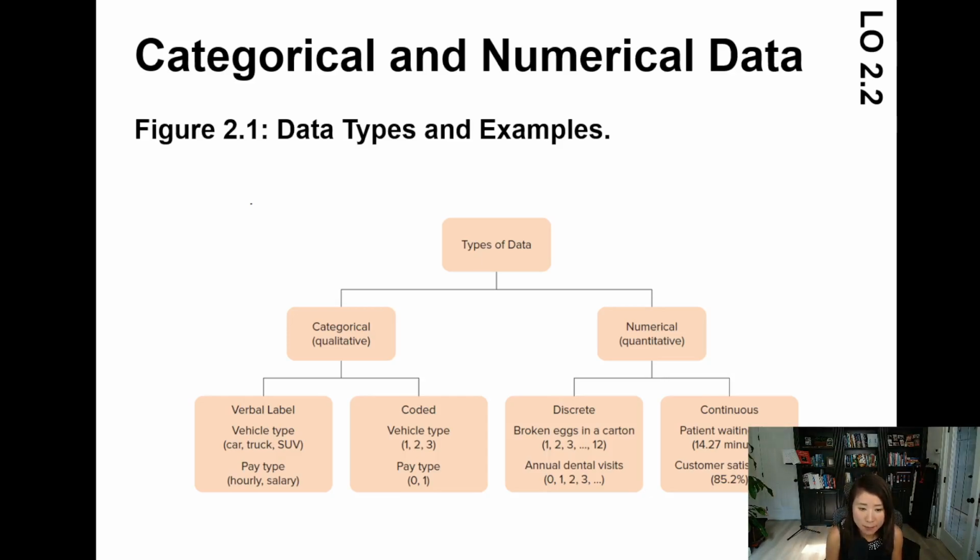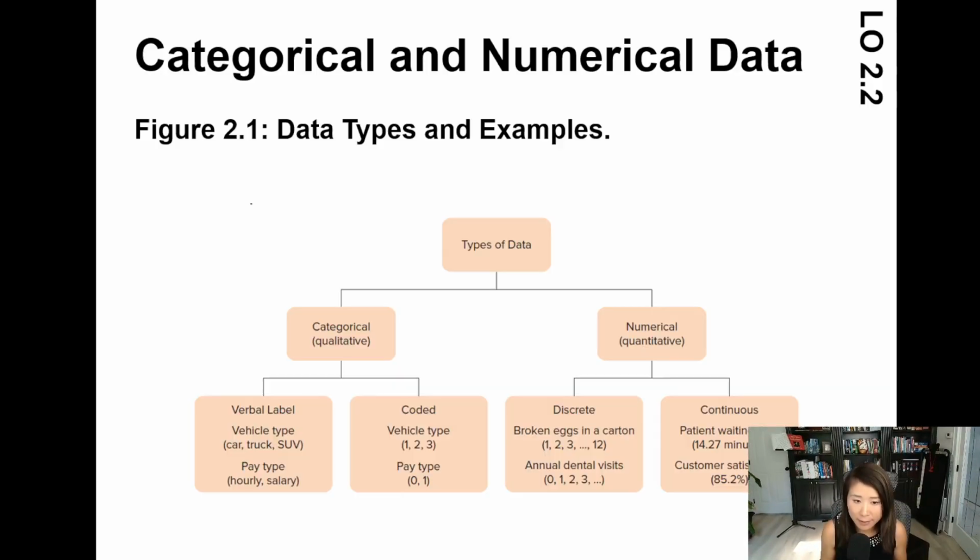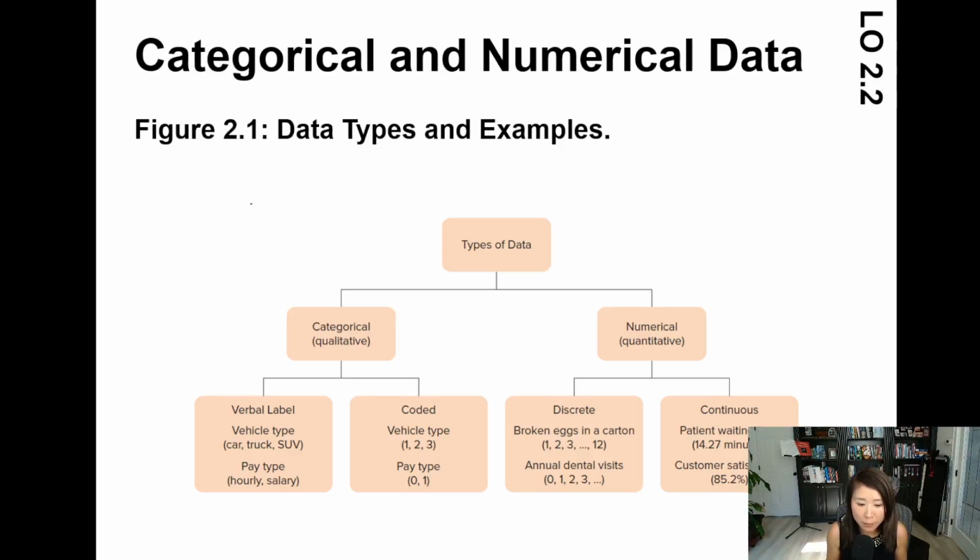Okay, so what are the differences? Categorical data means you are using values to characterize groups. Here I gave an example. We can use verbal labels, for instance the type of vehicle: car, truck, SUV. You can see the values of this variable are categories, right? Category, therefore called categorical data. Also, like pay type, you can be an hourly worker, paid hourly, or you get an annual salary, right? That is the specific written-down name.